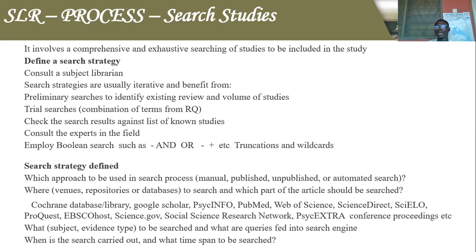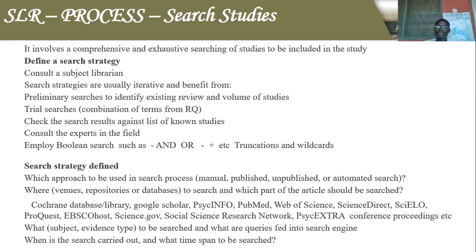First one, you look at which approach to be used. Are you going to go by the manual or the automatic database? Or are you going to include only published articles, or published and unpublished articles? Which approach do you want to go with? So here you decide. Then after that, you look at where, the repositories.